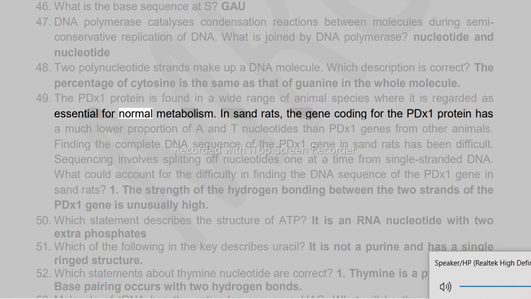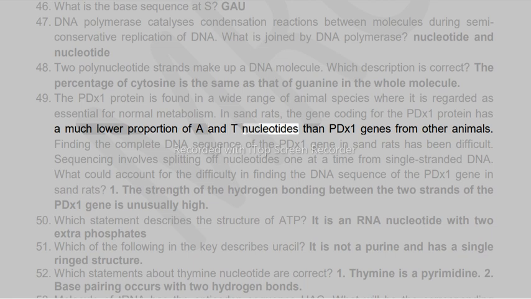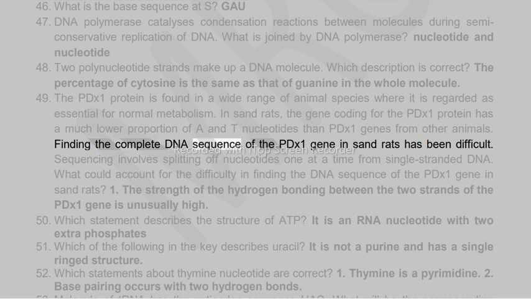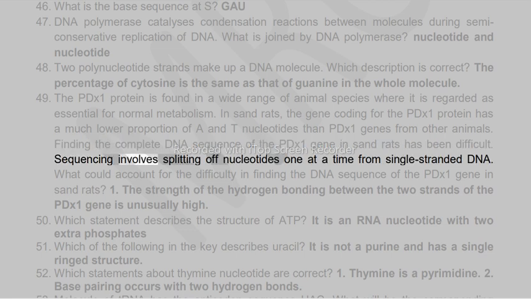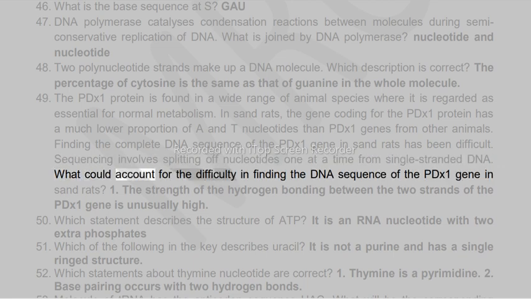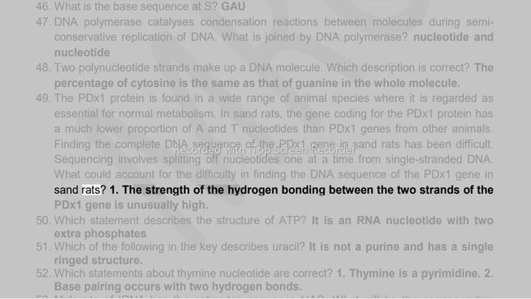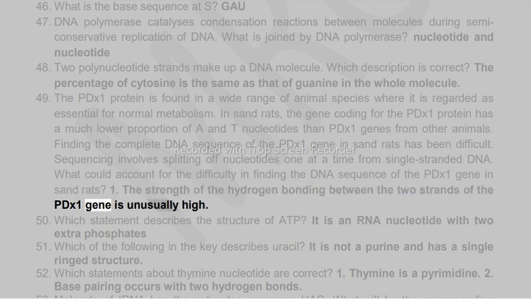regarded as essential for normal metabolism. In sand rats, the gene coding for the PDX1 protein has a much lower proportion of A and T nucleotides than PDX1 genes from other animals. Finding the complete DNA sequence of the PDX1 gene in sand rats has been difficult. Sequencing involves splitting off nucleotides one at a time from single-stranded DNA. What could account for the difficulty in finding the DNA sequence of the PDX1 gene in sand rats? 1. The strength of the hydrogen bonding between the two strands of the PDX1 gene is unusually high.